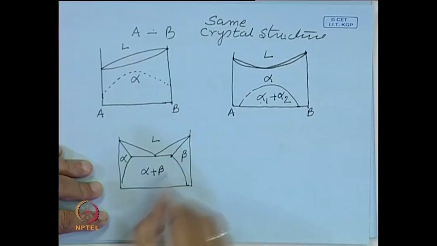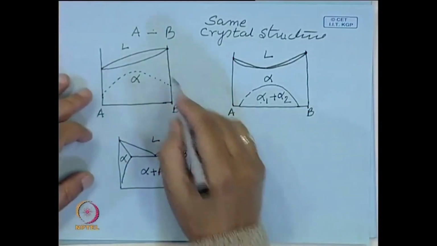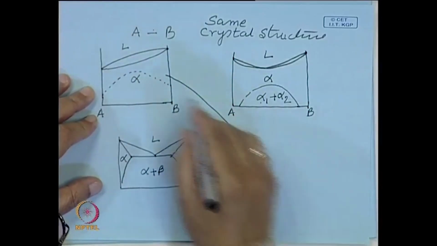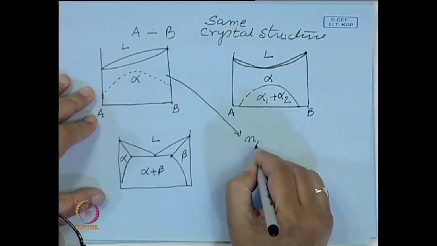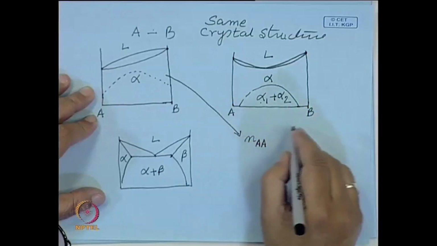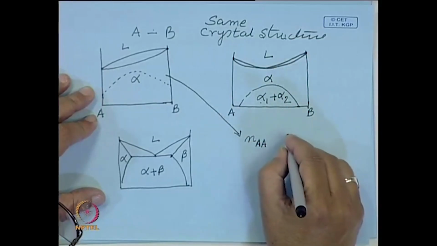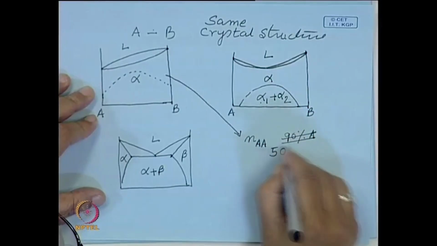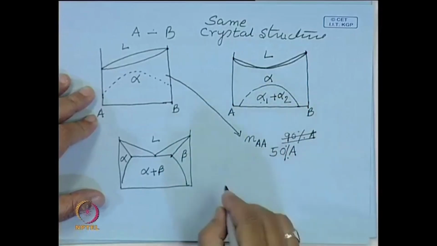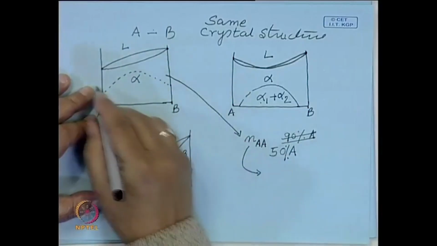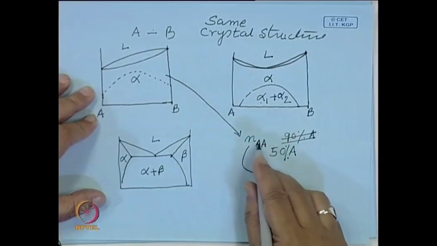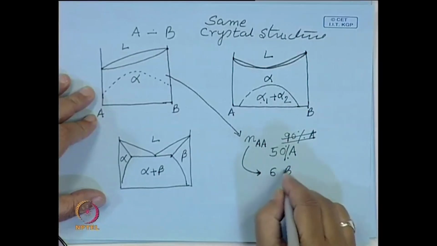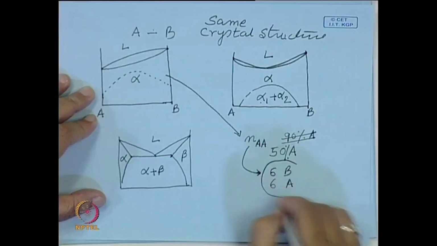Here, if you look at the nearest neighbors in an isomorphous system, the number of AA bonds will be according to the composition. Let us say the alloy contains 50% A and 50% B. If it is face centered cubic, the coordination number is 12. So each A atom will be surrounded by 6 A atoms and 6 B atoms. There is no preferential arrangement.